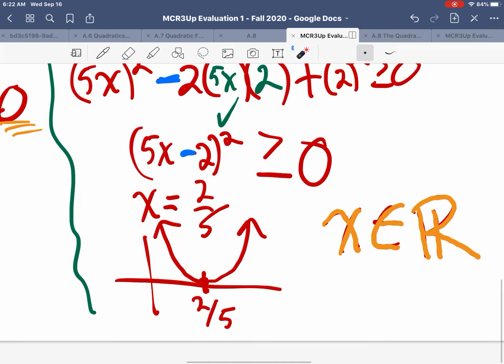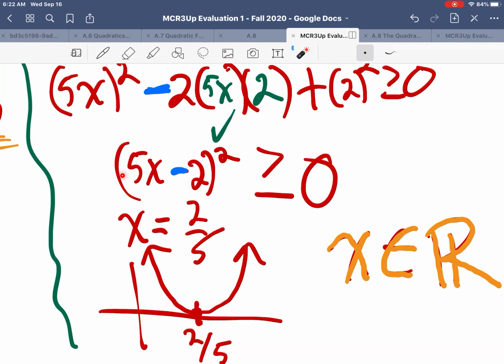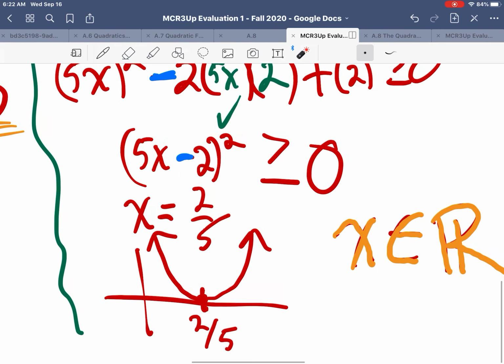I'm supposed to sketch it. So how do I get the x-intercept for that? 5x minus 2 equals 0. Add 2, divide by 5. The x-intercept is 2/5, but there's only one of them because we call this a repeated root to the equation. Okay, there's only one of them. It just touches the x-axis because there's only one x-intercept on a parabola. Now the question is, when is it greater than or equal to 0? Well, it's greater than or equal to 0 for every single x value.